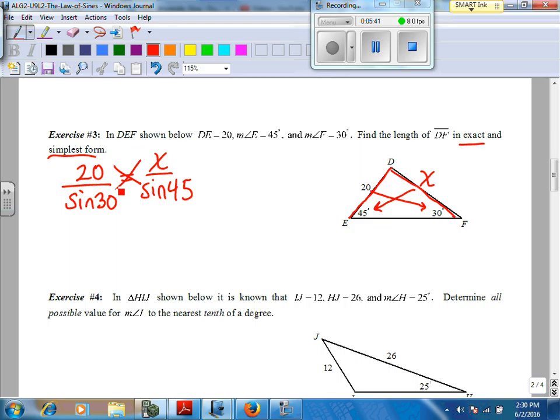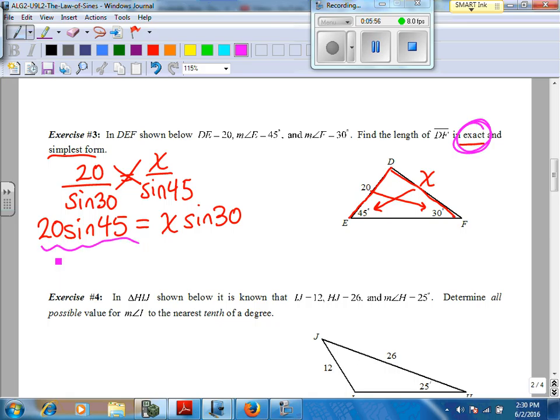Now when we cross multiply, we're going to get 20 sine 45 equals x sine 30. The problem is this word exact. It's really messing us up. Because if you type this into the calculator, it's going to give you some ugly non-exact number, some decimal. So you should remember from your work with trig what sine of 45 is.